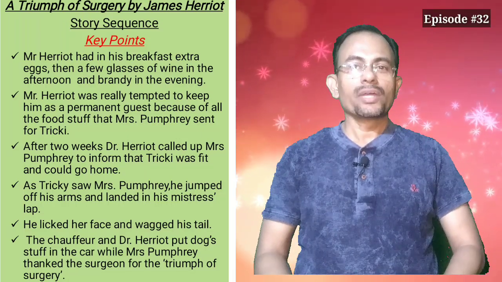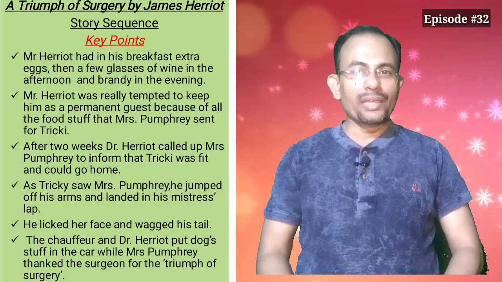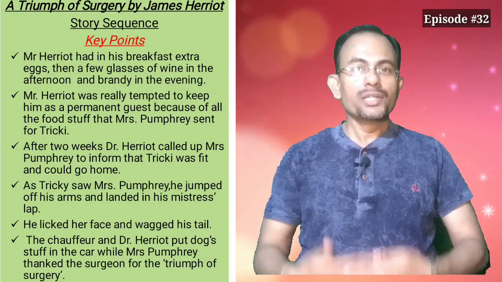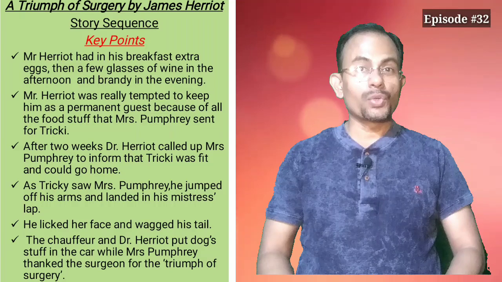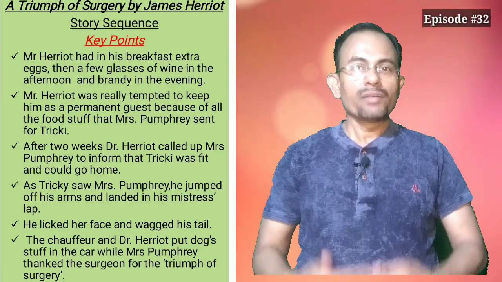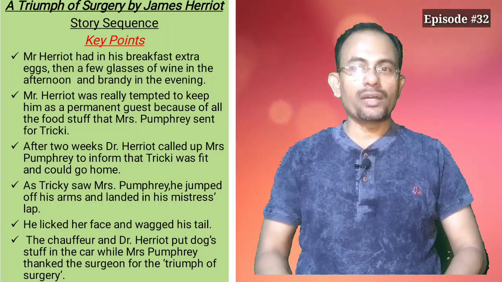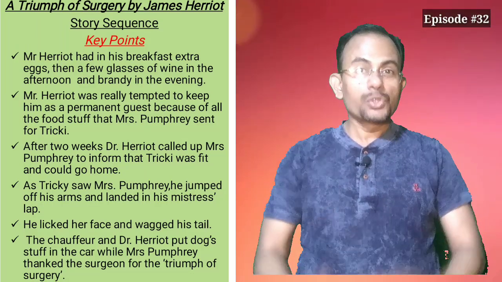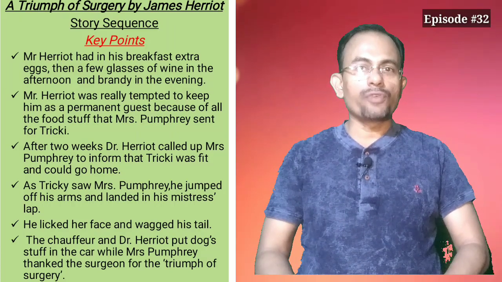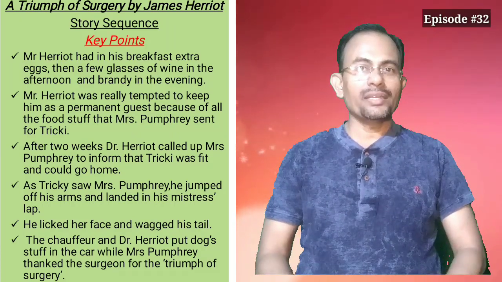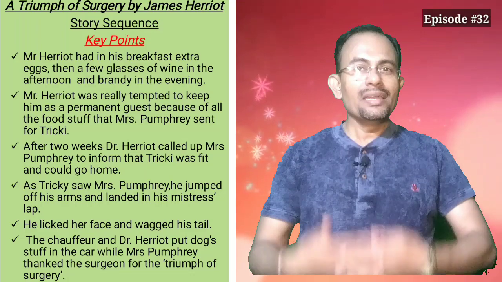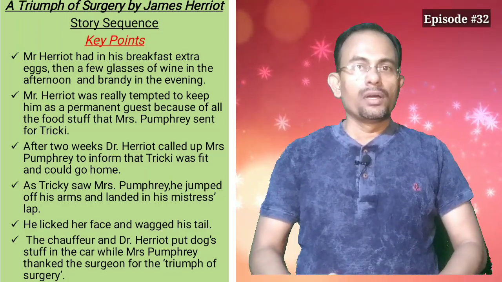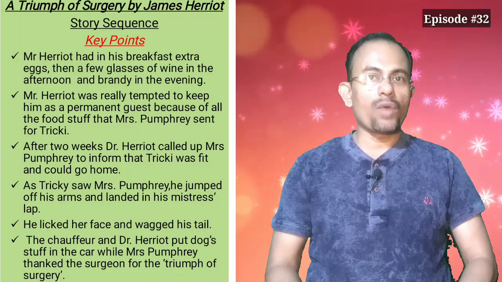After 2 weeks, James called up Mrs. Pumphrey to inform that Tricky was fit and could go home. Mrs. Pumphrey reached the surgery within half an hour. As James carried Tricky out to his mistress, he jumped off his arms and landed in his mistress's lap. He licked her face and wagged his tail.